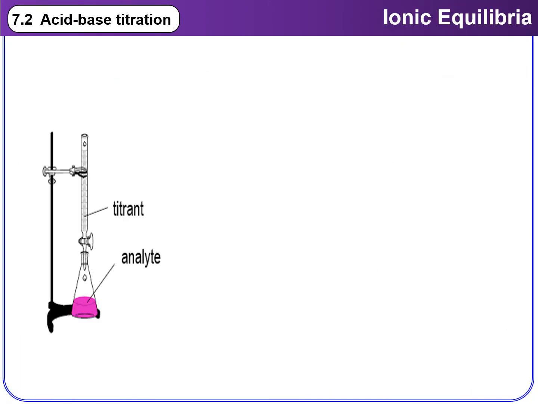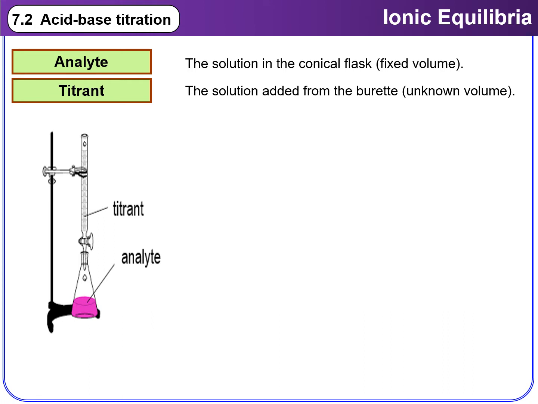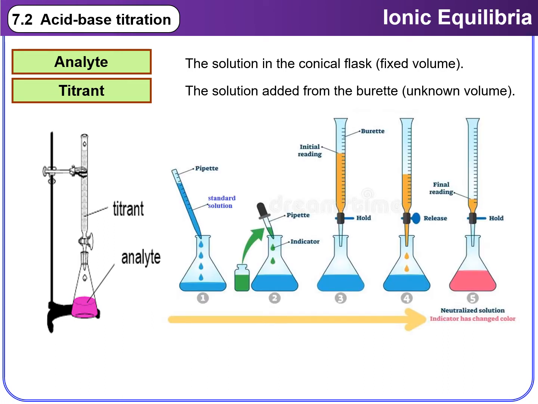This is the setup for the titration. We have a burette and also a conical flask. Analyte is the solution in the conical flask with a fixed volume. Meanwhile, titrant is the solution added from the burette with unknown volume. This figure shows 5 steps in a titration process from the beginning until the end point is achieved.